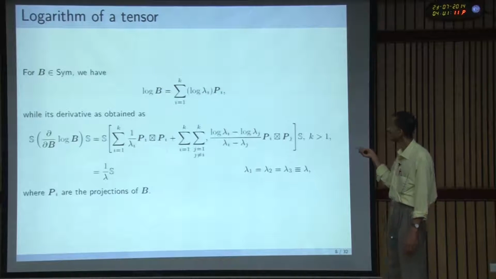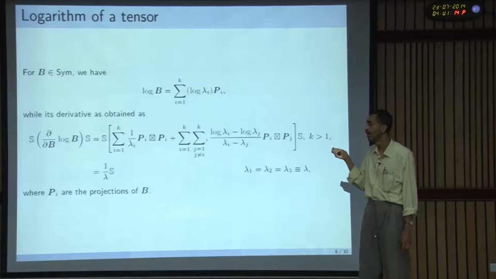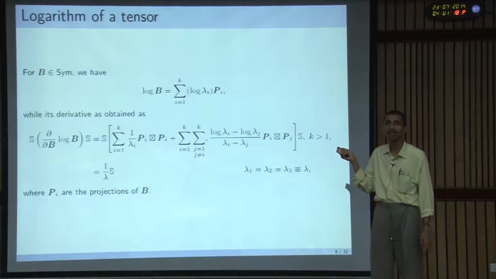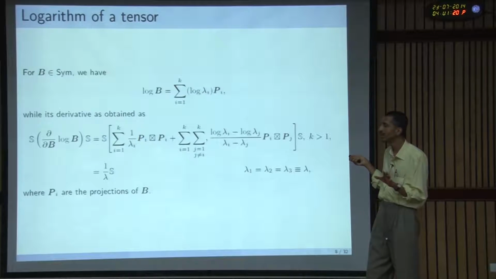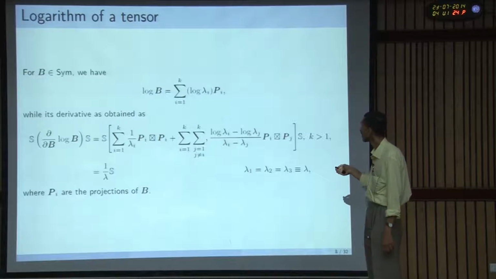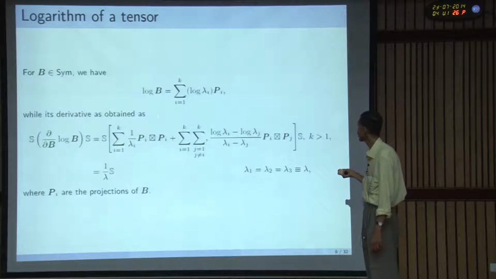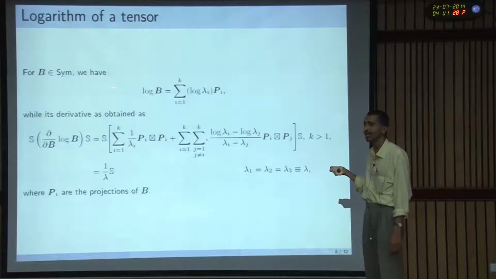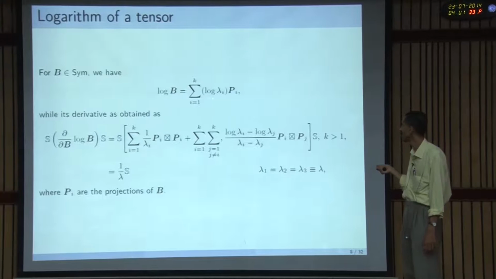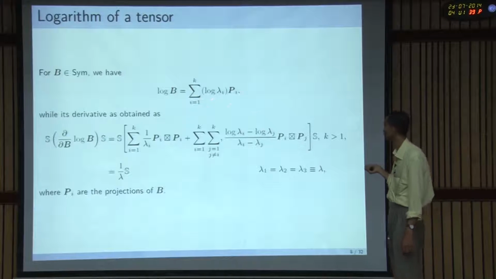Then we'll also need what is known as the logarithm of a second order tensor. Actually, it can be defined in a very general way, but fortunately for us, we will need only the logarithm of a symmetric second order tensor, and for that you have this very simple expression. It just turns out to be the summation of the logarithm of the eigenvalues of that second order tensor times the projection. That can be proved very easily actually.